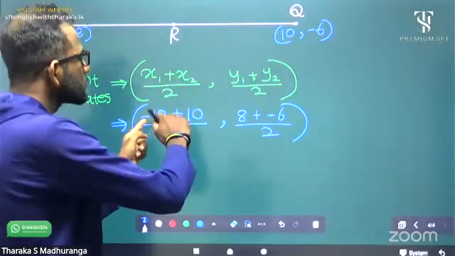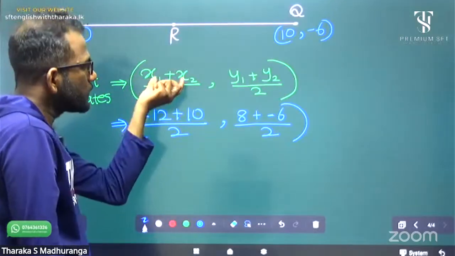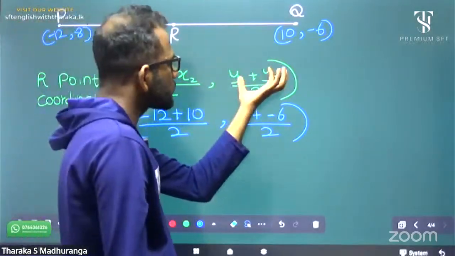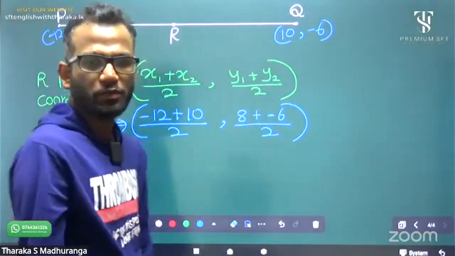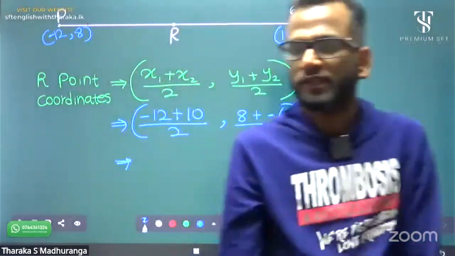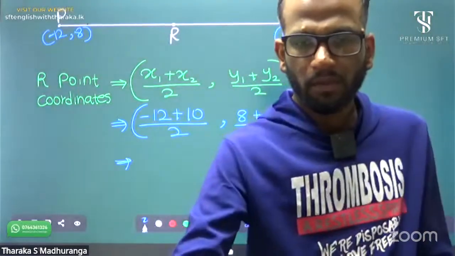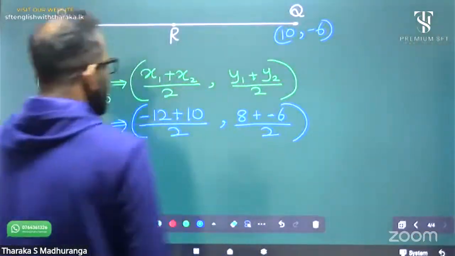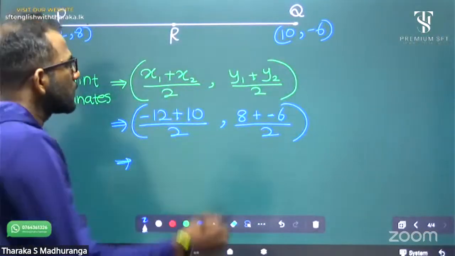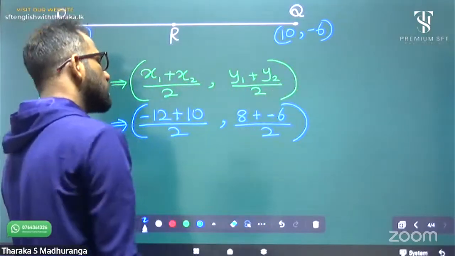Okay, x1 plus x2 divide by 2 plus y1 plus y2 divide by 2. That's a basic equation to calculate the midpoint of the PQ straight line. The R is the midpoint of the PQ straight line. Okay, now x1 plus x2 divide by 2, y1 plus y2 divide by 2.